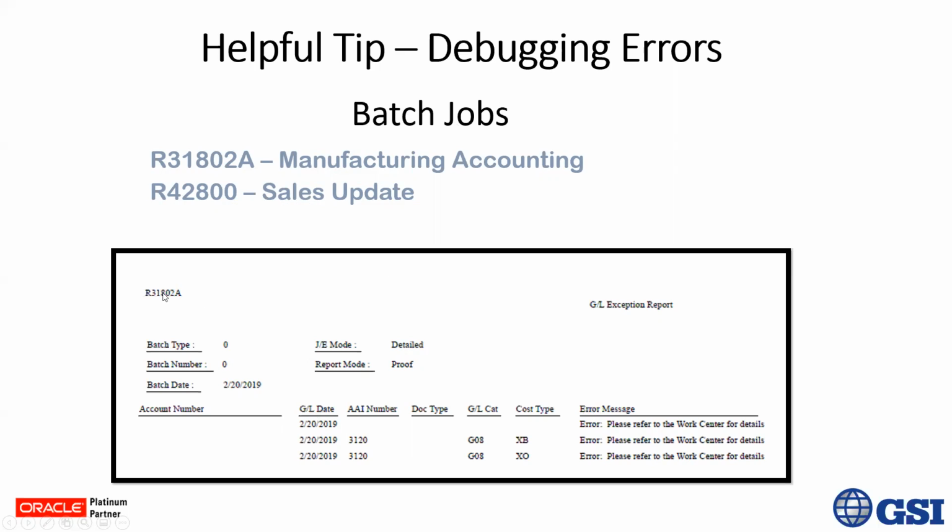So here's an example for the manufacturing accounting report where this work order would not post because we had this GL category and cost type. They were not set up in the WIP table, the 3120. Okay. How did I know that was WIP? Like I said, I've been doing this for 20 years. Right? That's how you know, it's just experience.